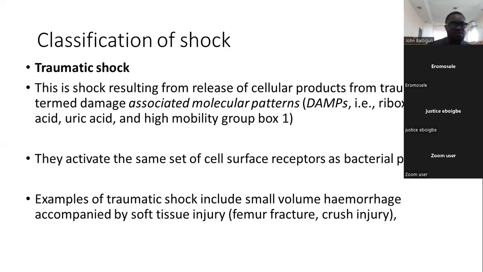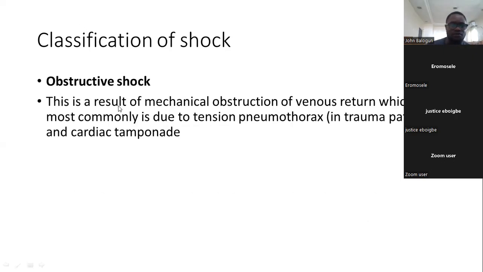Okay, so this traumatic shock, I will jump that. I don't think you will need this. This may not come out in your exam, it's postgraduate stuff.